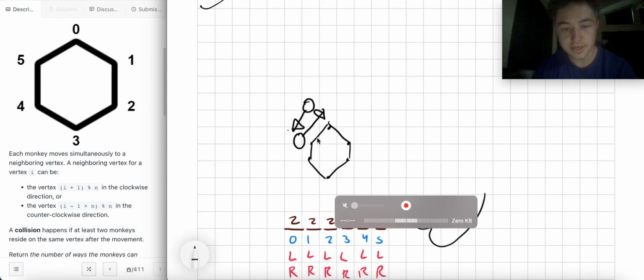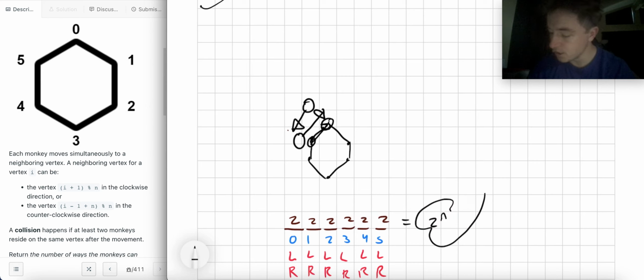Like if all these monkeys decided to go the same way, that way they don't collide. If a monkey here wants to go this way, and this monkey wants to go this way, and this monkey wants to go this way, and this monkey wants to go this way, if this monkey decides to go this way, right, there's going to be a collision.